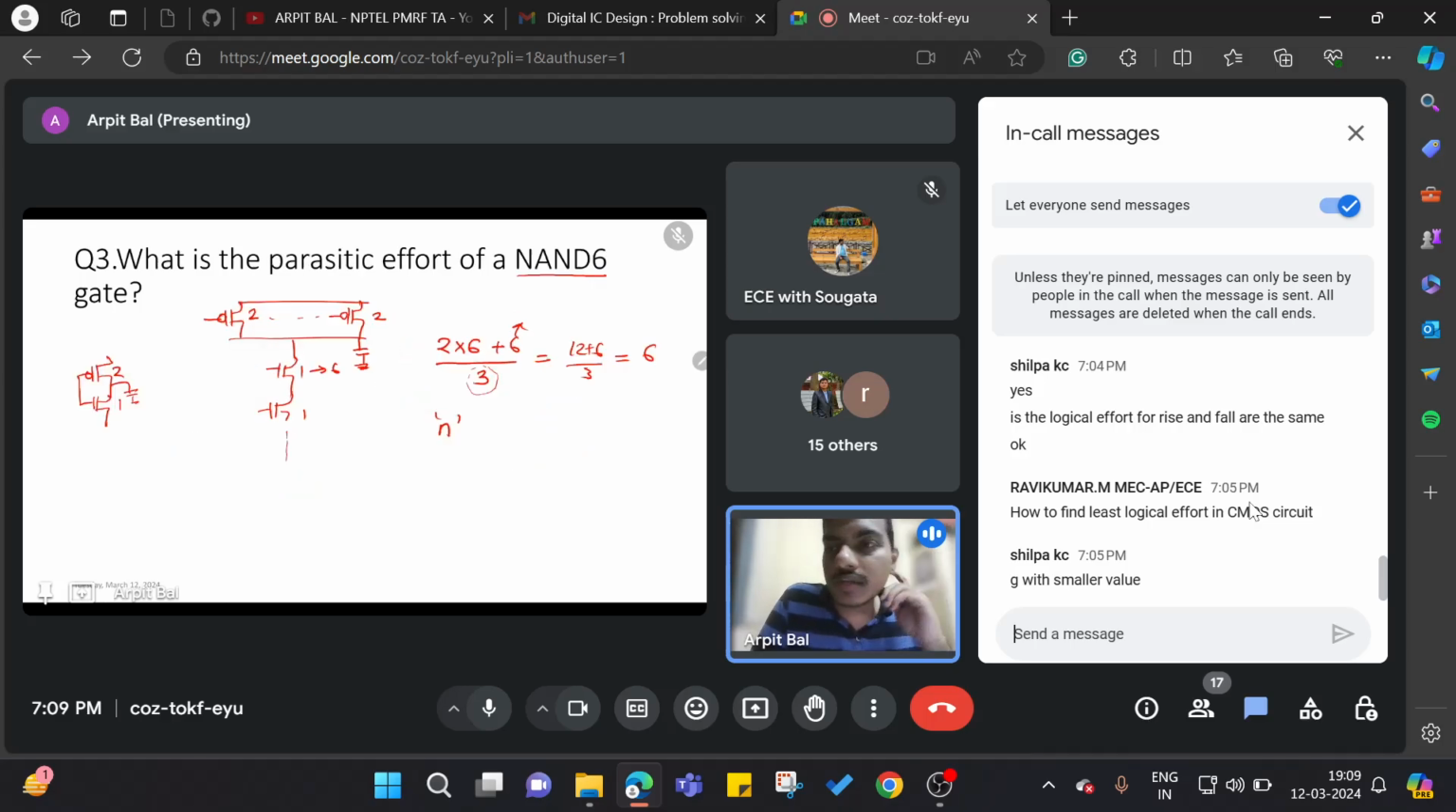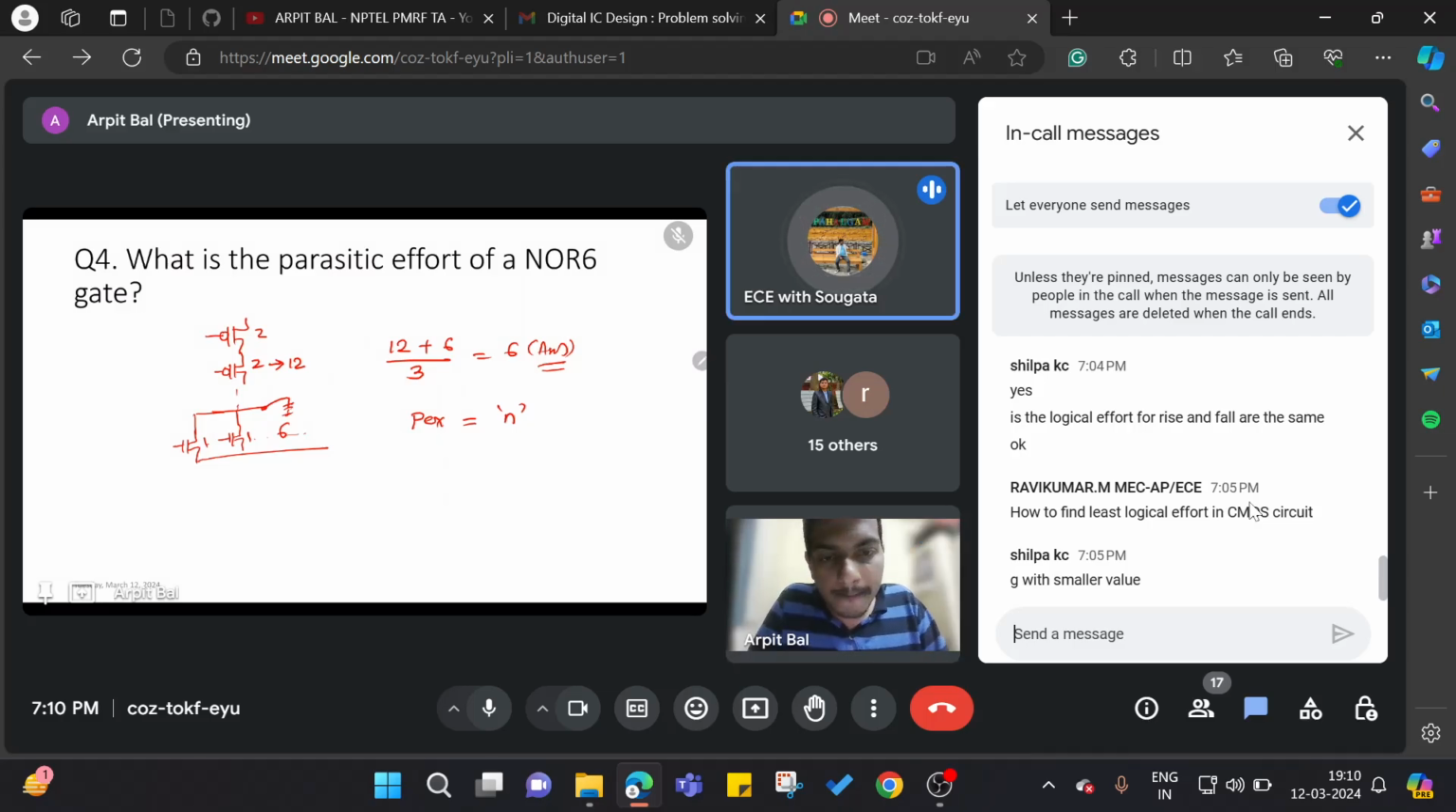Next question was about figuring out the parasitic effort of a NAND 6 gate, and for an n-input NAND gate, the parasitic effort is equal to n, where n is the number of inputs. So the same thing we arrived at here as well, 6.